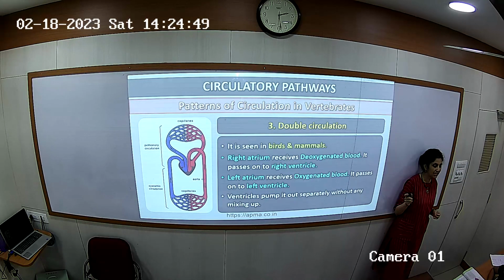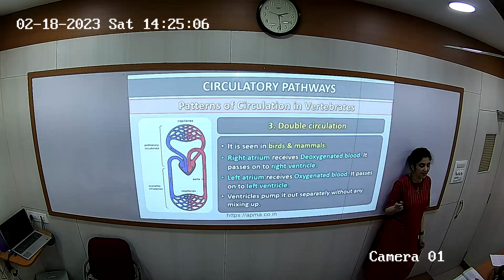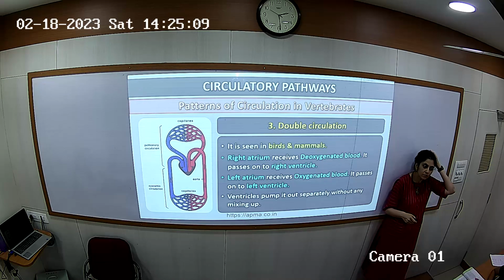Okay. The left atrium is getting dash blood, oxygenated. Left atrium. Yes. Right atrium. Systemic veins are carrying dash blood. Systemic artery is carrying dash blood. Pulmonary vein is carrying dash blood. Pulmonary artery is carrying dash blood.